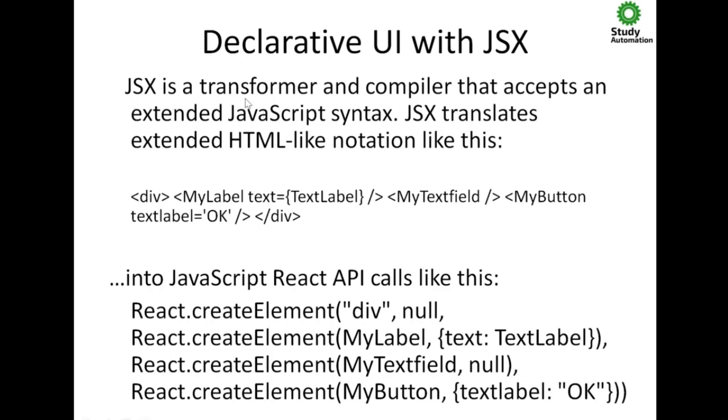Here we have the declarative UI with JSX. As we already understand, JSX is the transformer or compiler that accepts an extended JavaScript syntax. JSX translates extended HTML-like notation. If you look, this looks like HTML. We have a div with a label. Inside that we have attributes, text equal to label. We are closing this text field. So my text field is one component which starts and ends here. Then my button, text OK. Once we compile, we get JavaScript React API calls like this. For each element, it will create a React element: the div React element, my label, then the attributes, text field, my button. These things will be appended to the actual real DOM.